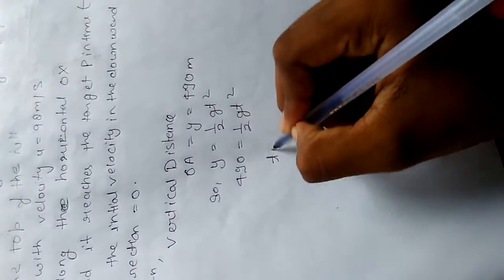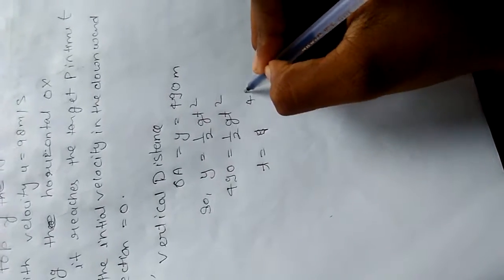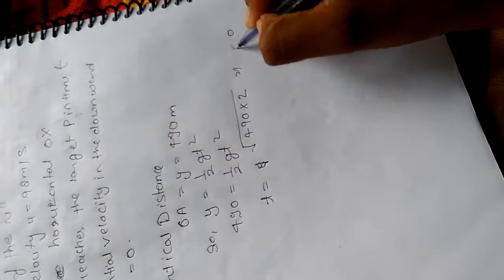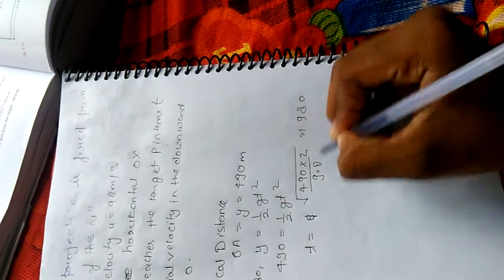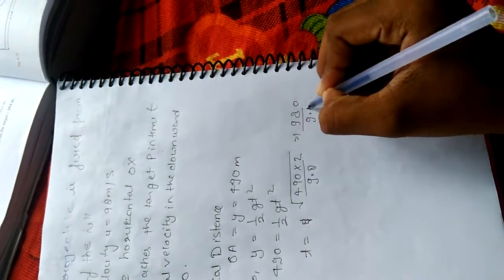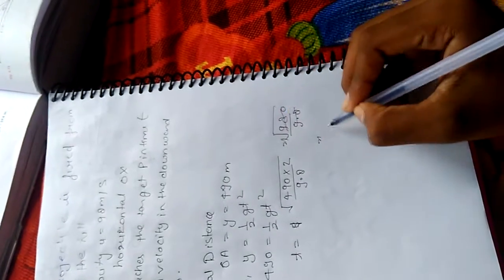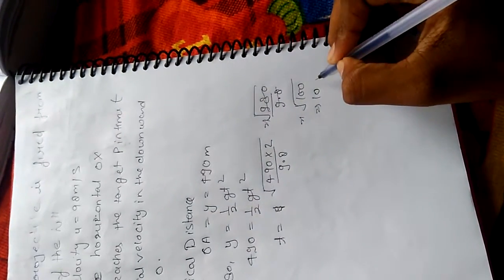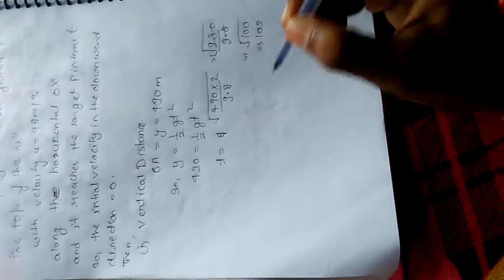Then t is equal to under root of 490 into 2 upon 9.8. So if we cancel it, we get under root 100, which is equal to 10. Then t is equal to 10 seconds. This is the answer of the first question.